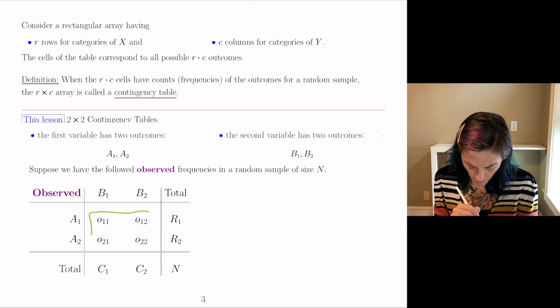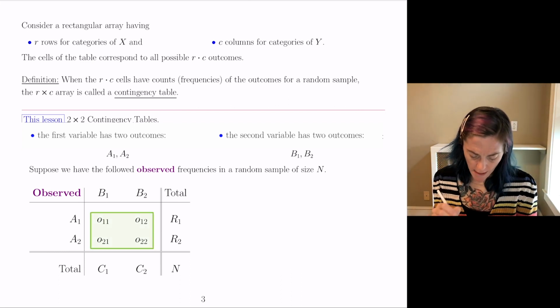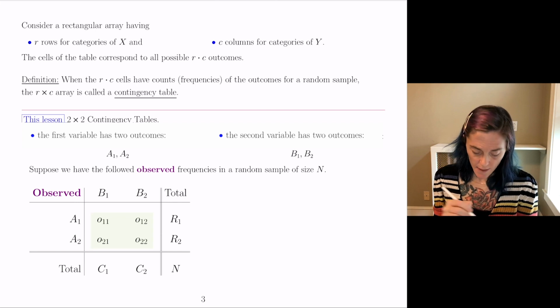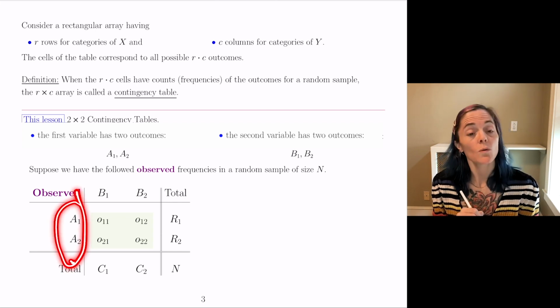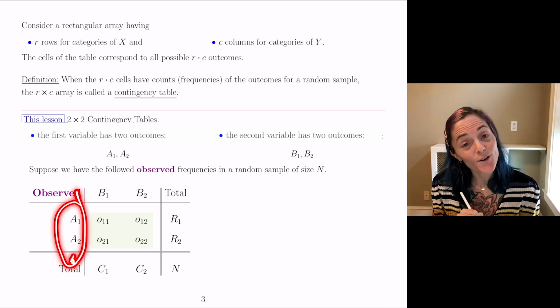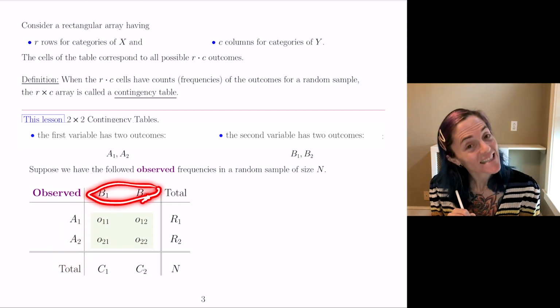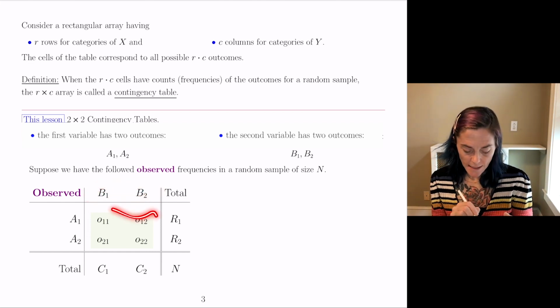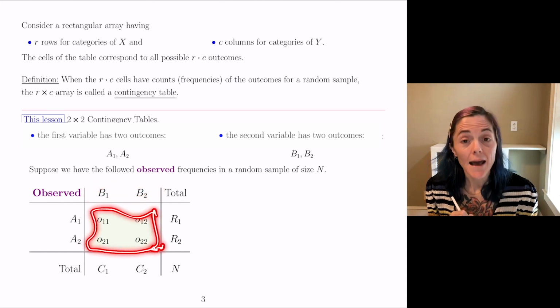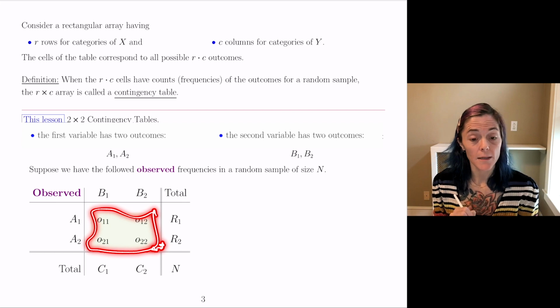This part is the frequencies. You notice looking at this here, A1, A2, there are the 2 outcomes for the first variable, B1, B2, the 2 outcomes for the second variable, and then inside here are the counts or the frequencies for a random sample.